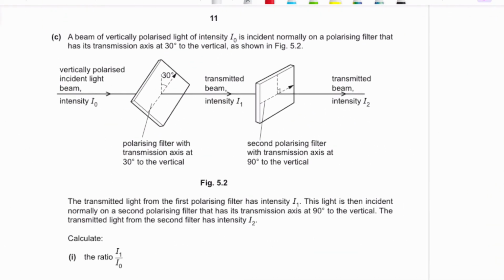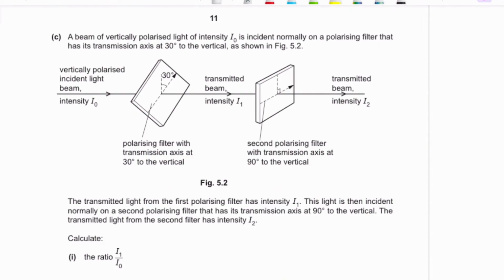When given a beam of vertically polarized light, I naught, incident normally on a polarizing filter, that is its transmission axis at 30 degrees to the vertical. So we've been shown this particular system and we've been asked to calculate the ratio of I1 to I naught.